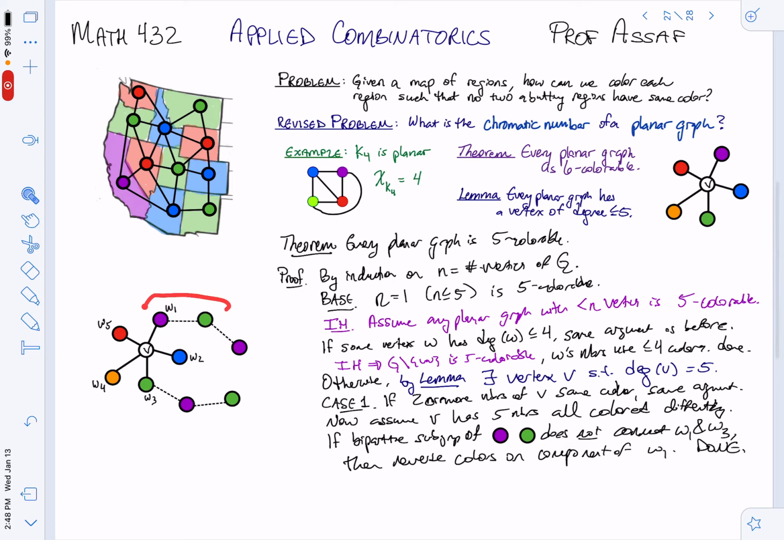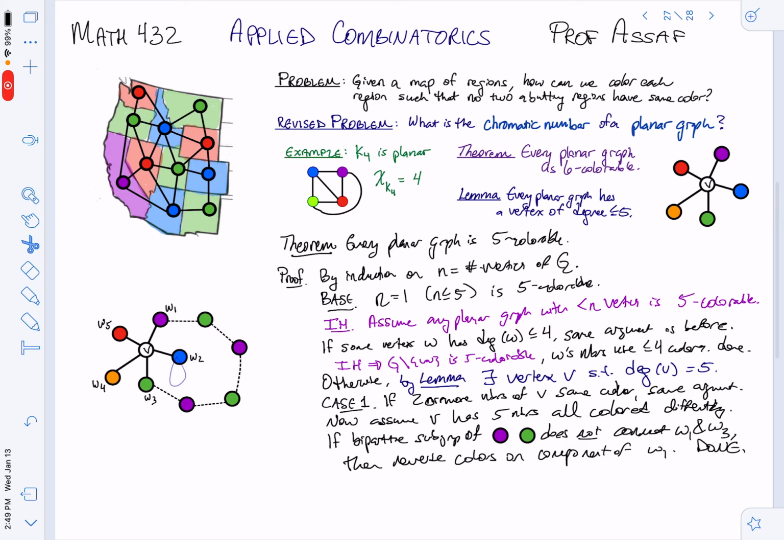Then what does that mean? That means that on this component, I could just toggle all the purple for green and green for purple. And then the end result is W1 will be green. That's fantastic because now we're in the situation of case 1. So we've resolved it. Let's point out that there was nothing super special about W1 and W3. But now we're going to have to assume that they're connected in this way.